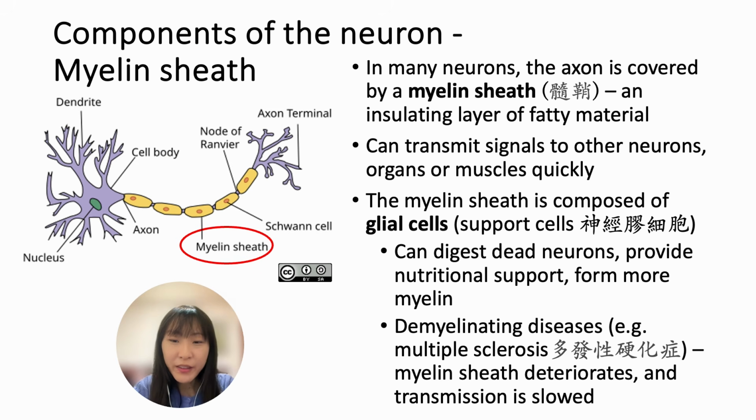When you look closely at the axon, you may find that it is covered by a fatty material called the myelin sheath. The myelin can help speed up the process of transmitting signals to other neurons. It is made out of glial cells, which can digest dead neurons and form more myelin. In some disorders like multiple sclerosis, a person's immune system will attack the myelin sheath, which can cause inflammation and injury, and other problems like vision problems and walking difficulties. So this will slow down the whole transmission process.